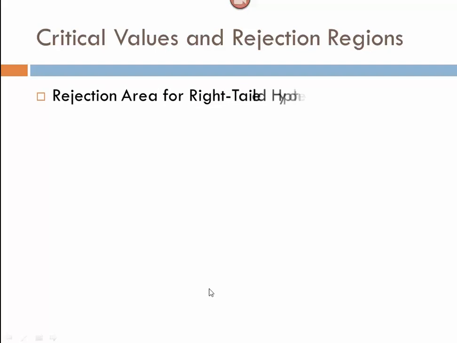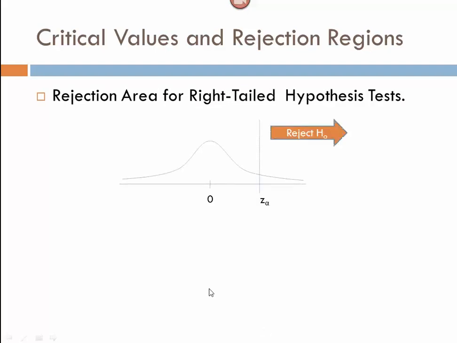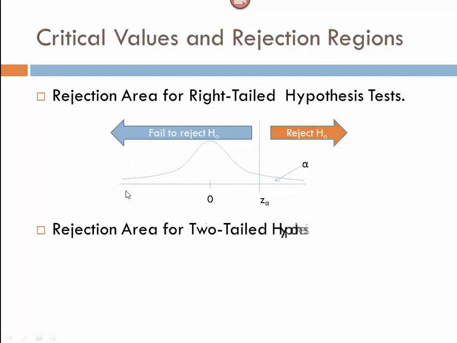In a right-tailed test, we have a critical value as well, which has a rejection region to its right. And of course, the area to its left would be the fail to reject region. Again, our alpha, our significance level, is equal to the tail area of our rejection region, where the non-rejection region has the area of our confidence.